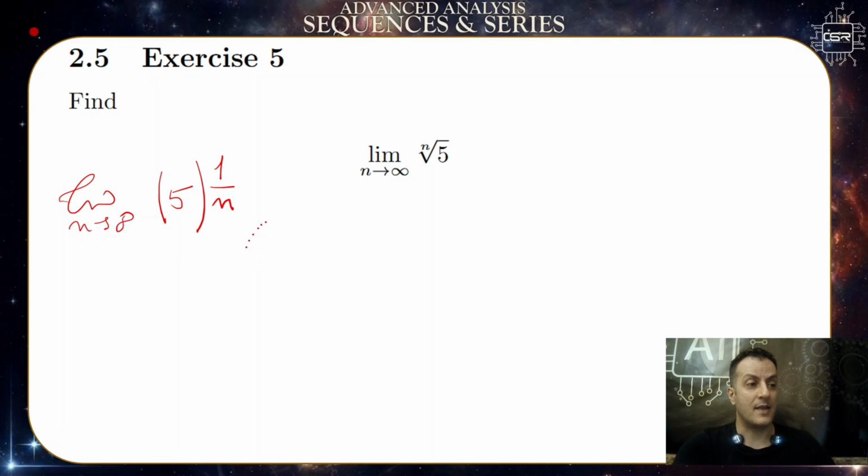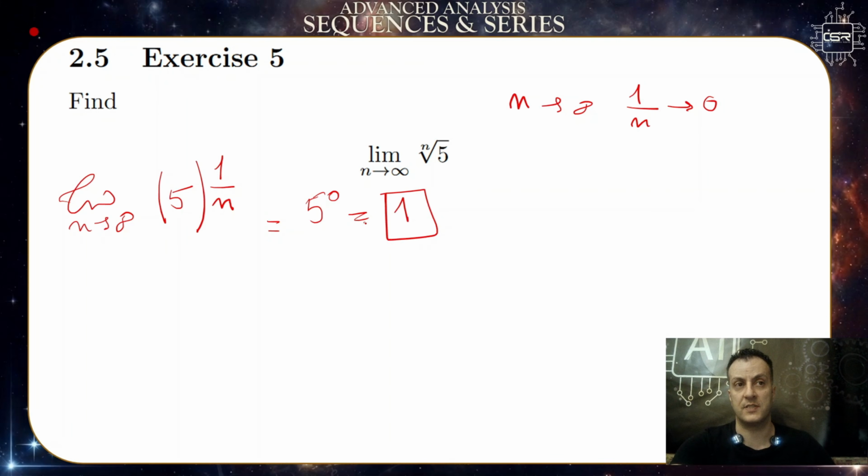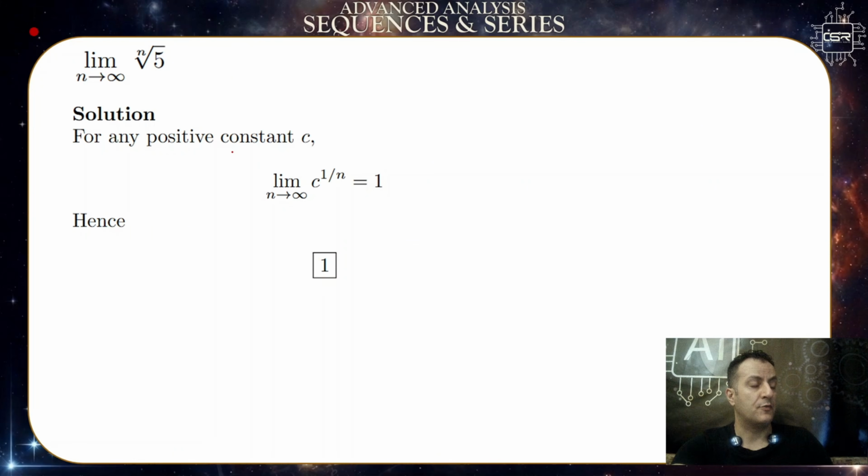Now, as n approaches infinity, we know that 1 over n approaches 0. So this power over here becomes 0. Okay, so the limit of 5 to the power of 1 over n as n approaches infinity is equal to 5 to the power of 0, which is equal to 1, because anything to the power of 0 is equal to 1. So, for any positive constant c, the limit as n approaches infinity of c to the power of 1 over n is equal to 1. Hence, the limit is equal to 1, and we just explained why.